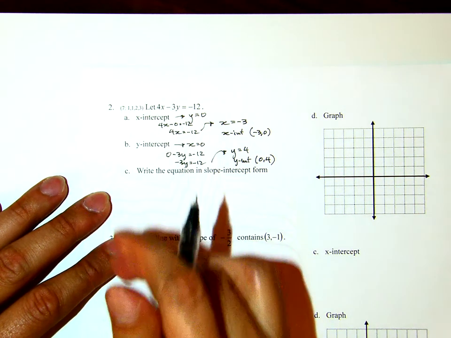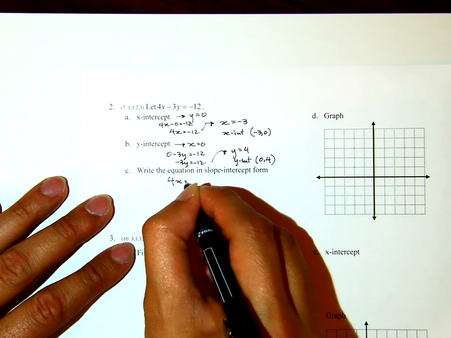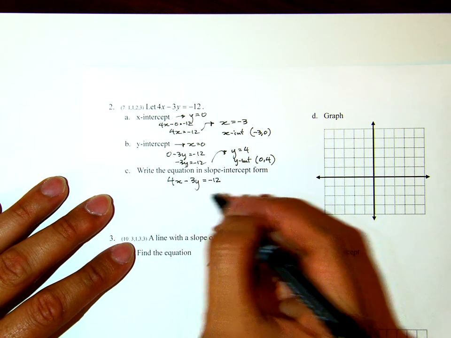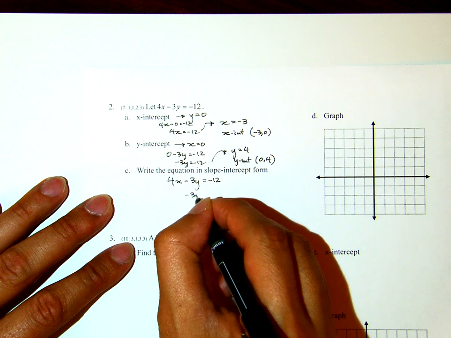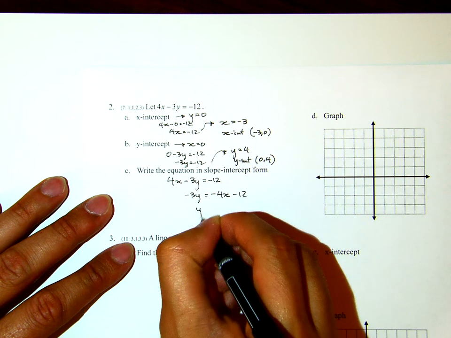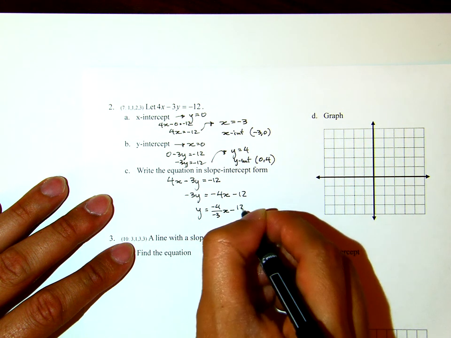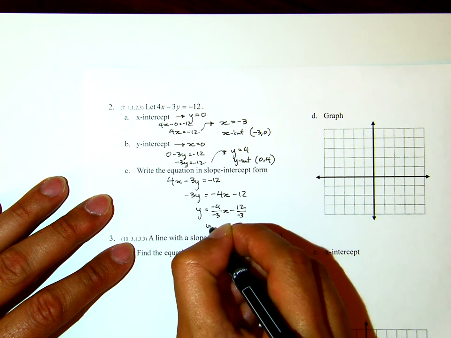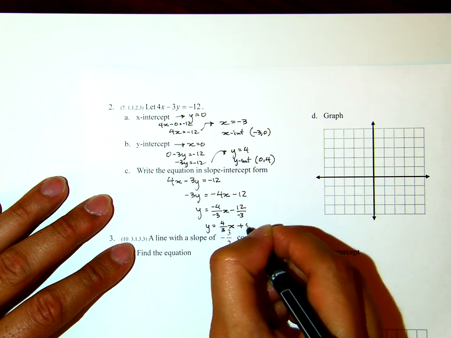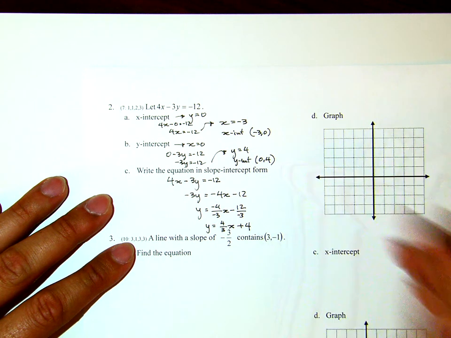Now we will write this equation in slope-intercept form. In other words, we will solve for y. First, I will move the 4x, negative 3y equals negative 4x minus 12, and then I will divide each term by negative 3. This becomes y equals 4 thirds x plus 4. And that's what we expect because the y-intercept is supposed to be 0, 4.